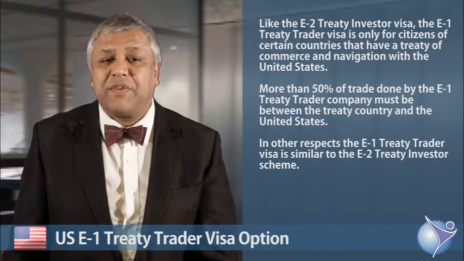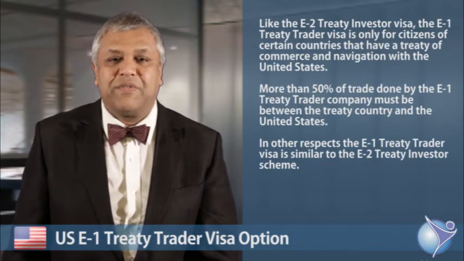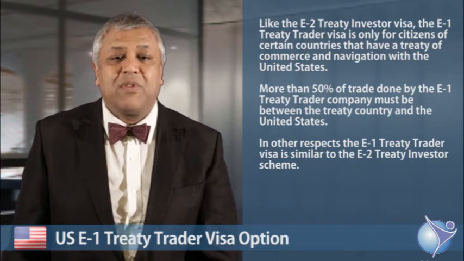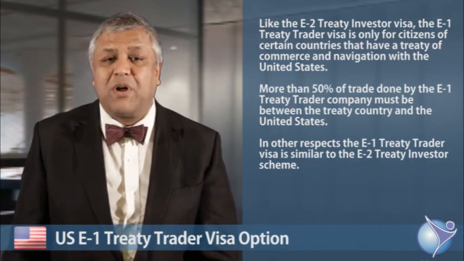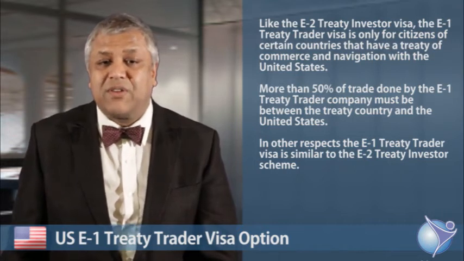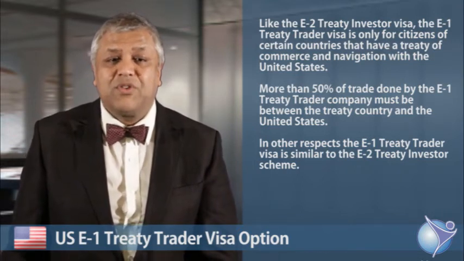Like the E-2 Treaty Investor Visa, the E-1 Treaty Trader Visa is only for citizens of certain countries that have a treaty of commerce and navigation with the United States. More than 50% of trade done by the E-1 Treaty Trader company must be between the treaty country and the United States. In other respects, the E-1 Treaty Trader Visa is similar to the E-2 Treaty Investor Scheme.